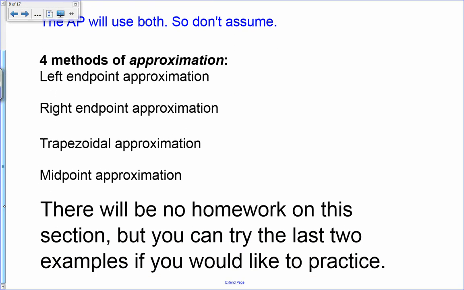And lastly, there will be no homework in this section. You can go back and try those last 2 slides since I didn't really calculate the area under those curves if you would like extra practice, but I think all the stuff we did with MRAM and RRAM and LRAM is a decent amount of practice. We're just using different shapes to find these areas.